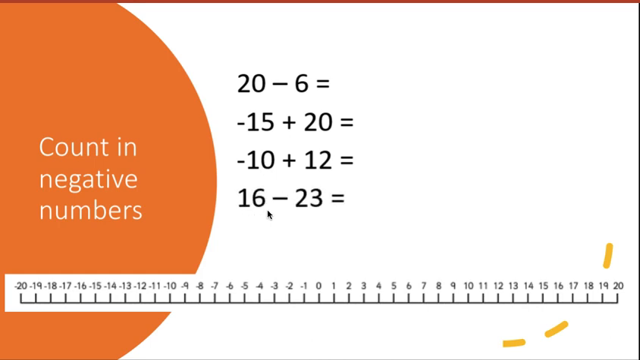Then we've got 16, take away 23. So you can start on 16 and count back 23. Then if we're on 8, we're going to take away 15. 8, count back 15. Pop the answer there.